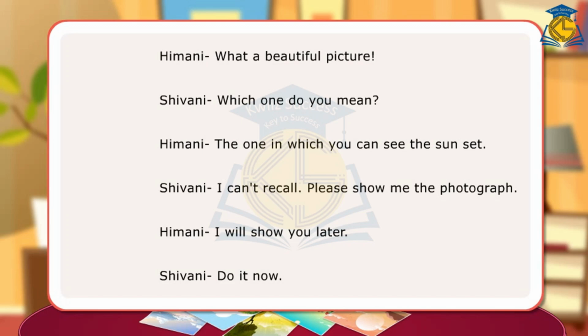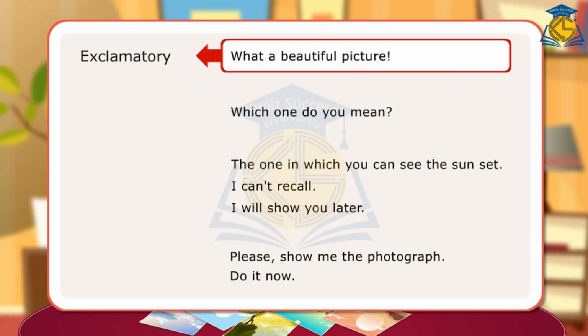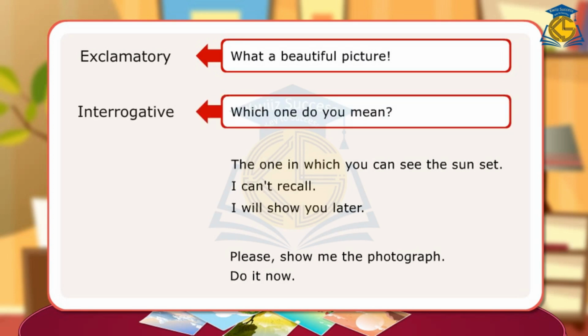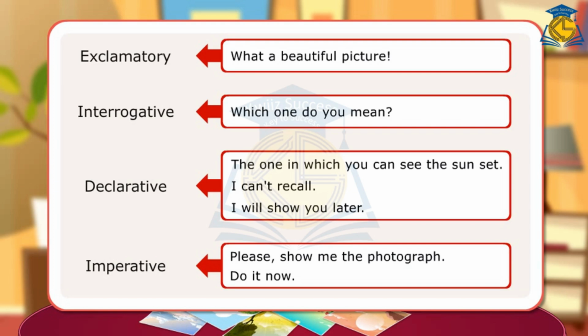The following sentences are examples of different kinds of sentences. Exclamatory: What a beautiful picture! Interrogative: Which one do you mean? Declarative: The one in which you can see the sunset. I can't recall. I will show you later. Imperative: Please show me the photograph. Do it now.